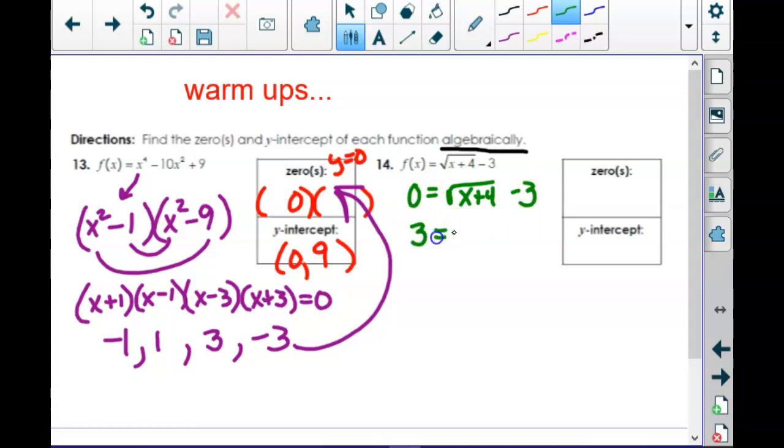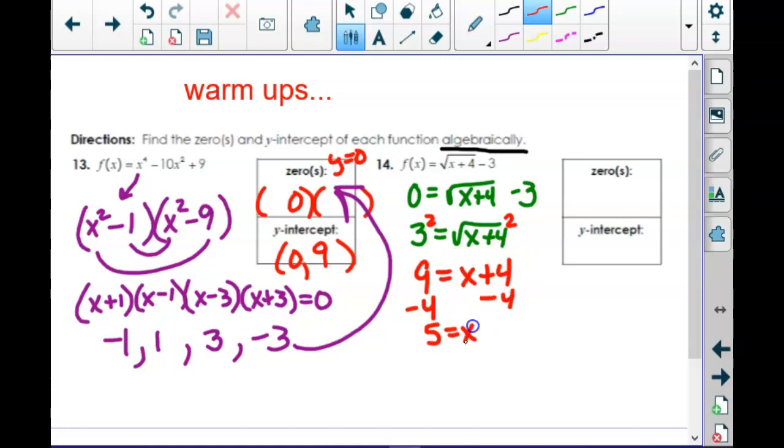Add 3 over here, and then square both sides. We were doing them the other direction, but so this would become 9, and this would become x plus 4. If we subtract 4, we get, so this one should have a 0 if you put in a 5.